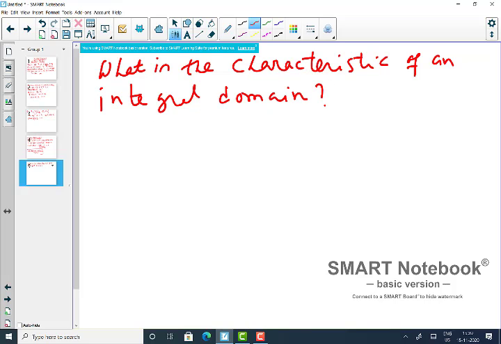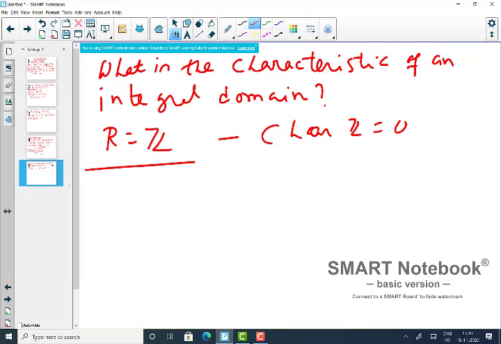Okay, simple question I'm asking you. Now you can have the simple answer also. So you see that obviously the characteristic can be 0, right? For example, R equal to Z, so this is an integral domain, right? And you know the characteristic of Z is equal to 0, right? So 0 can be an option. Now the question is, can it be a composite number?